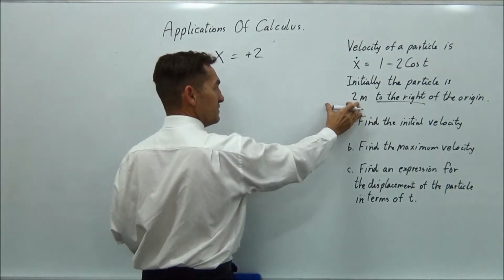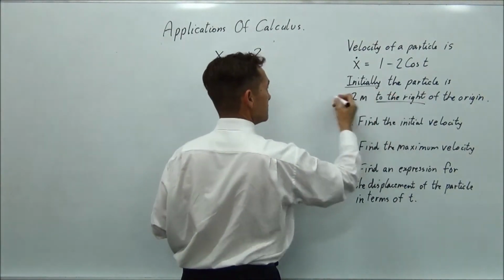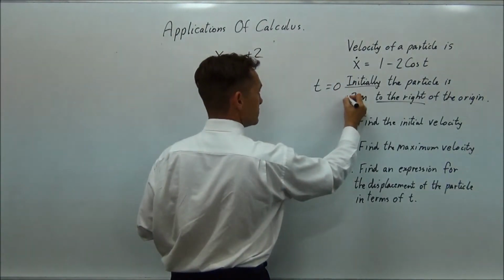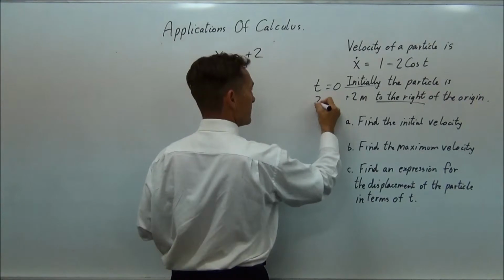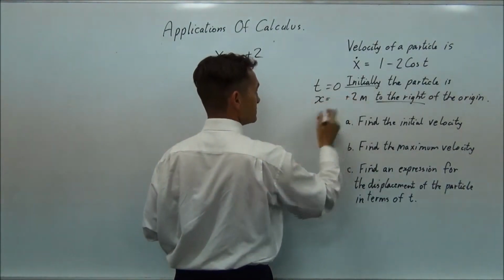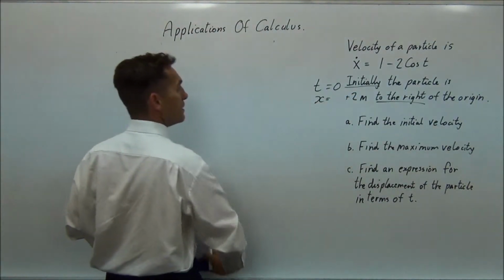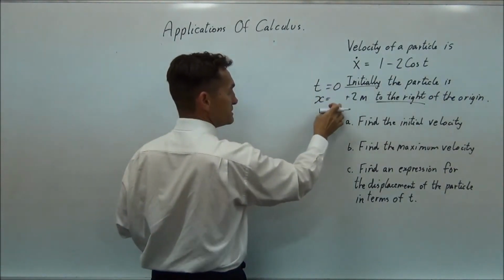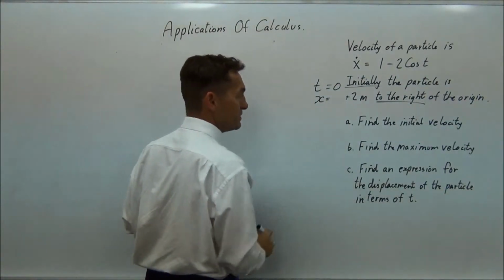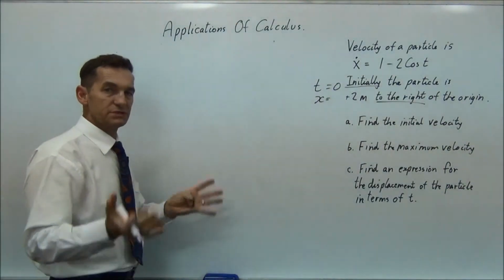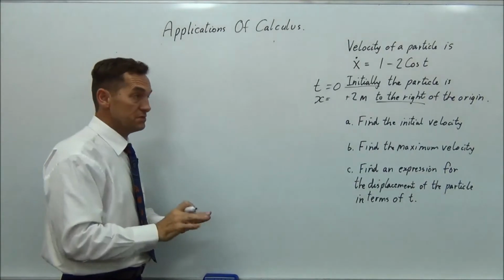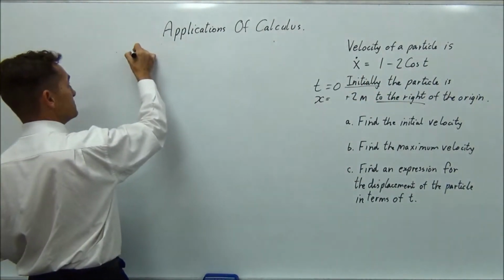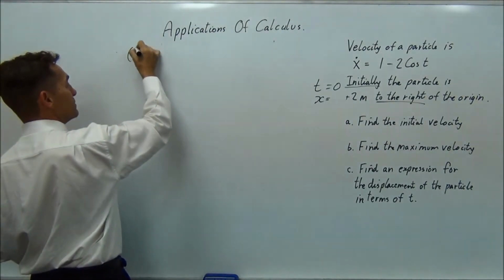It starts off initially, and whenever you see initially, that means when t equals 0. So initially, x equals positive 2, okay? So there's a velocity equation. Initially, they tell you some facts. Find the initial velocity. Initial means t, or the time, is 0, okay? So if we put 0 there, we can find the initial velocity. So it's pretty straightforward from that point of view.